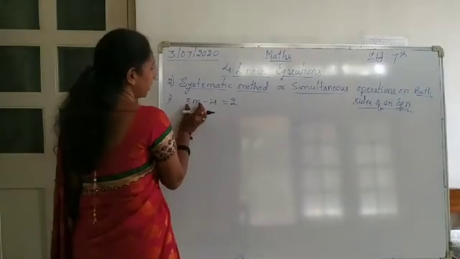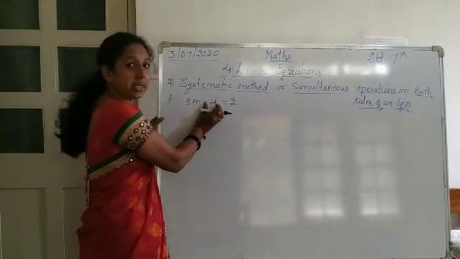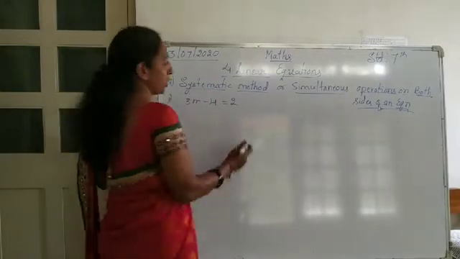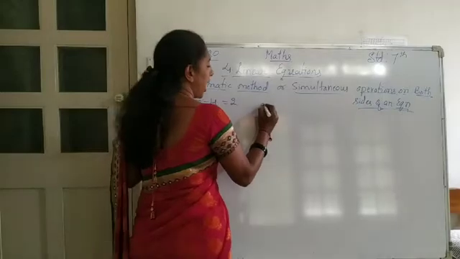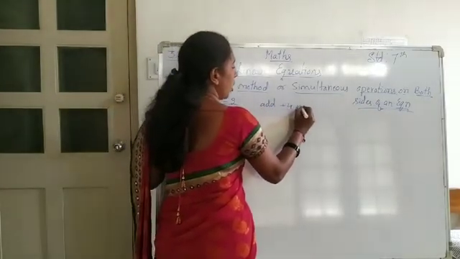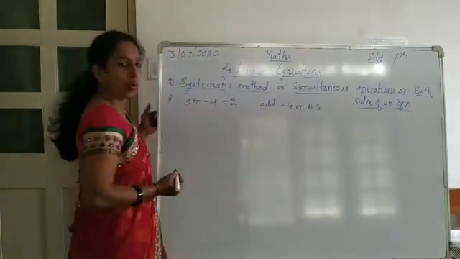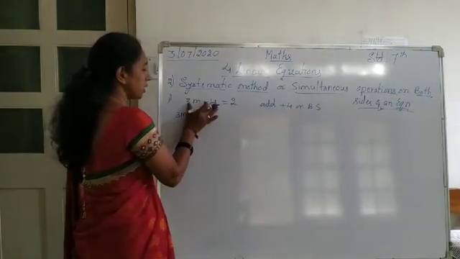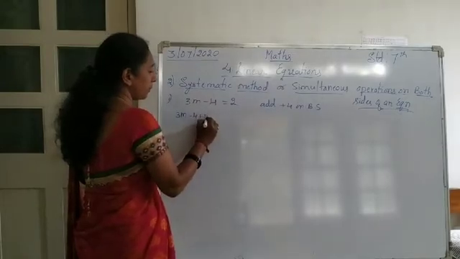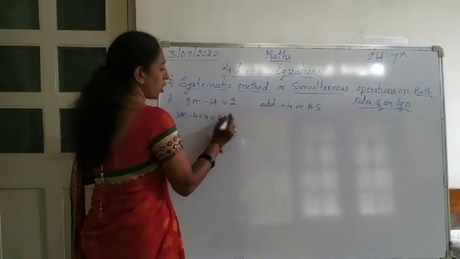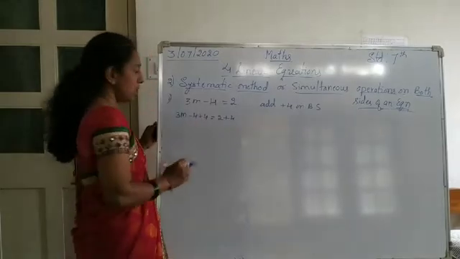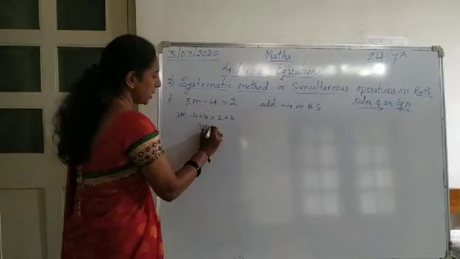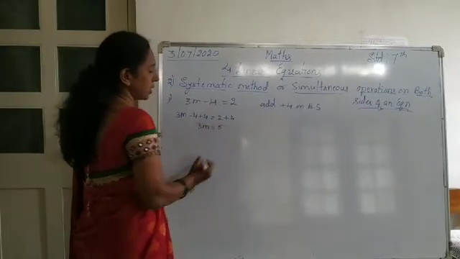Now, along with the variable, first there is minus 4. To remove minus 4, I have to add 4. So I will add 4 to both sides. The equation becomes 3m minus 4 plus 4 is equal to 2 plus 4. On both sides I added plus 4. Minus 4 plus 4 is 0. So what is left here? 3m is equal to 2 plus 4, which is 6.